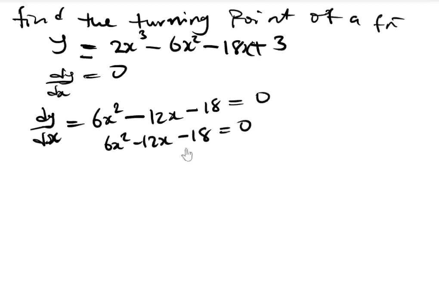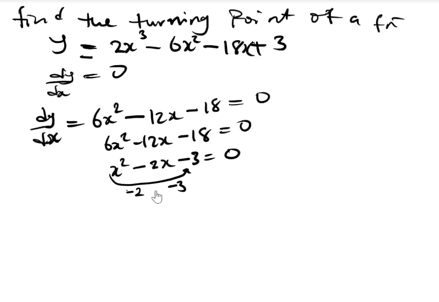We can decide to divide both sides by 6. If I divide by 6, I'll have x squared minus 2x minus 3 is equal to 0. And this is a quadratic function, and we can solve it using the factorization method. The coefficient of x squared here is 1, and 1 multiplied by minus 3 is minus 3. So the number in between is minus 2.